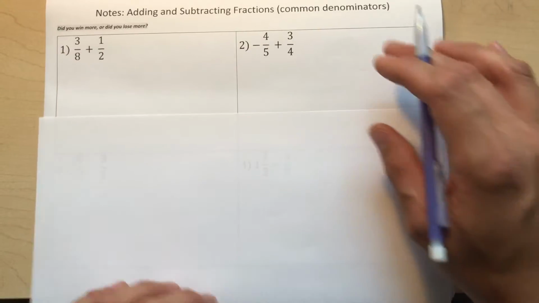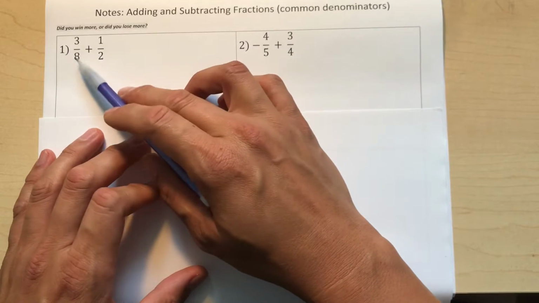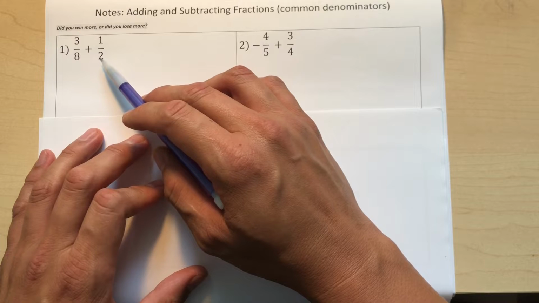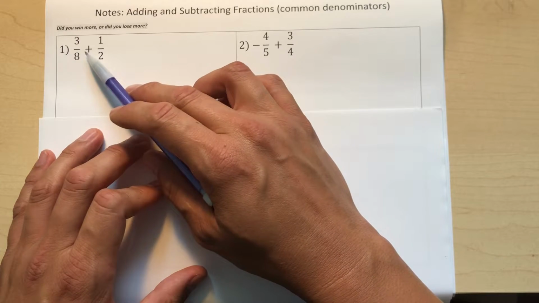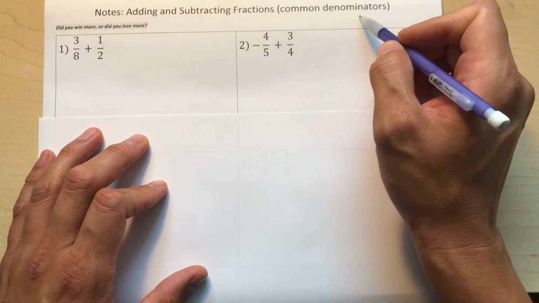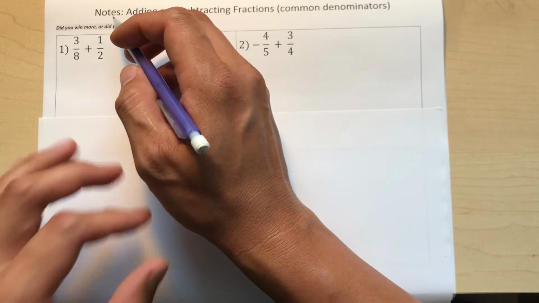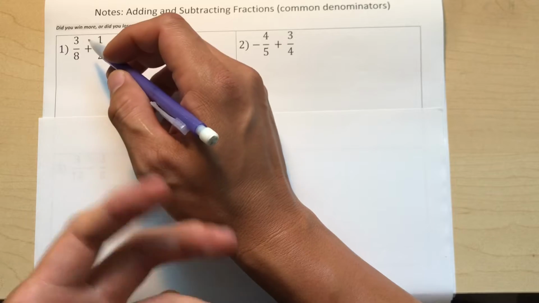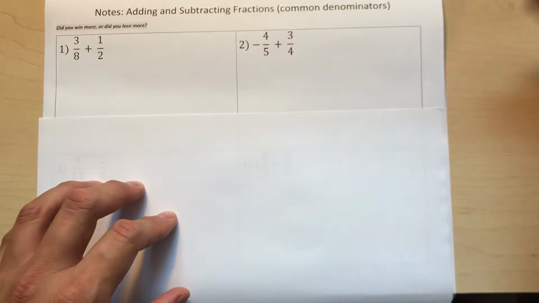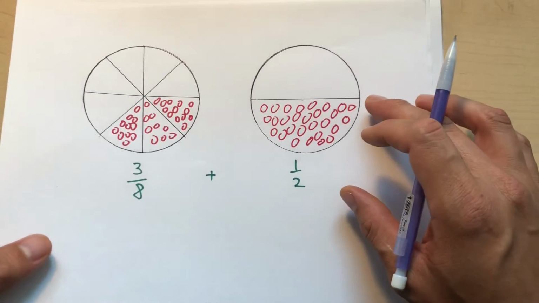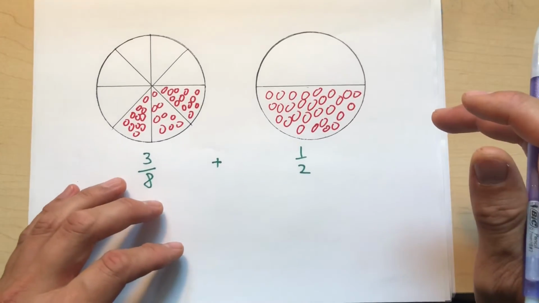So for number one, we want to add 3 over 8 plus 1 over 2. Now, you can't add these two fractions because the denominators are not the same, meaning 8 and 2 are not the same number. So therefore, you can't add anything on there. Let me explain what that means, okay? For example, we can use the same two numbers again, which is 3 over 8 and 1 over 2.